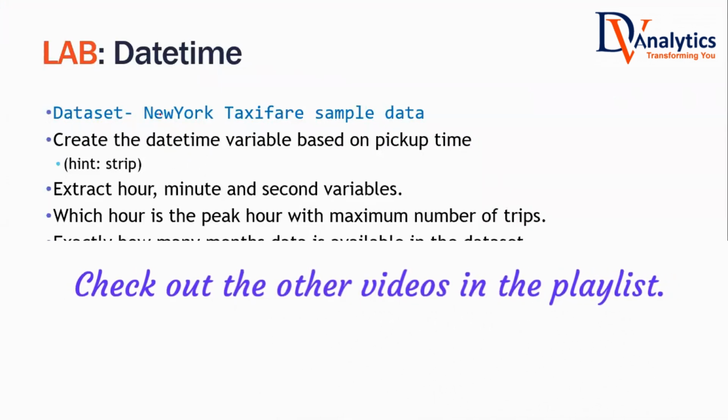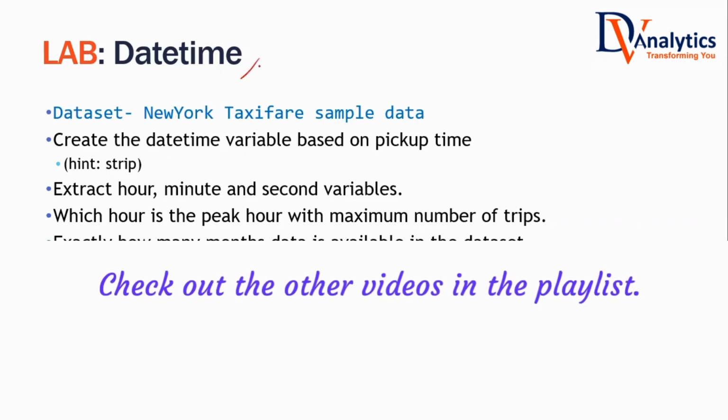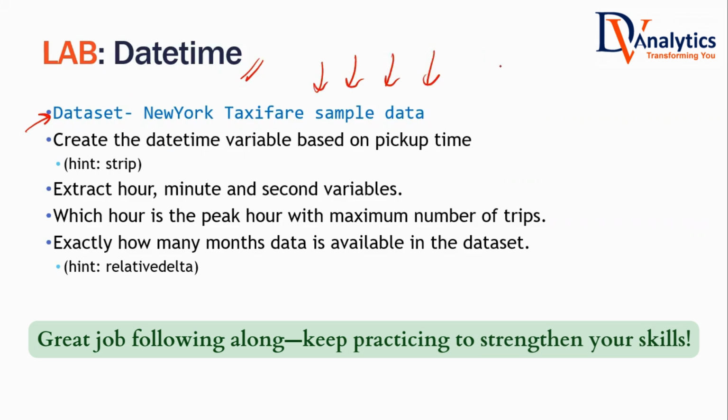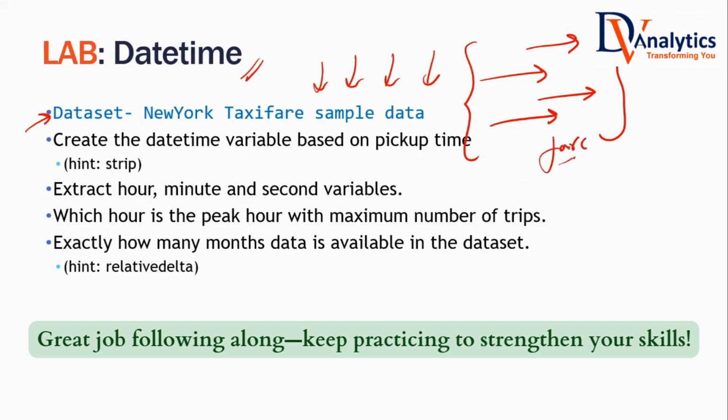It's now time for us to do a quick lab exercise on the datetime functions we are exploring. Take the dataset New York taxi fare data, look at the column names, you'll be able to easily understand that. It is a simple taxi fare data where pickup time is given, drop time is given, pickup location is given, drop location is given. What is the fare of that particular ride?